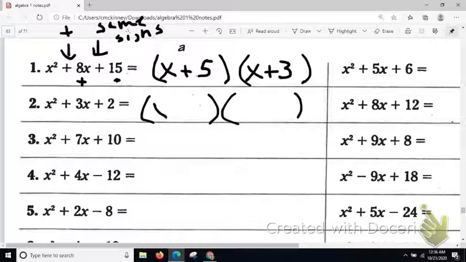So I know I have an x and an x. Last sign's positive, so they're the same sign. And if they also add up to a positive, they're both positive. What multiplies to be 2 and adds up to 3? Well, the only whole numbers I know that multiply to be 2 are 2 and 1. By the way, you could put the 1 in the first one and the 2 in the second one. Makes no difference at all.